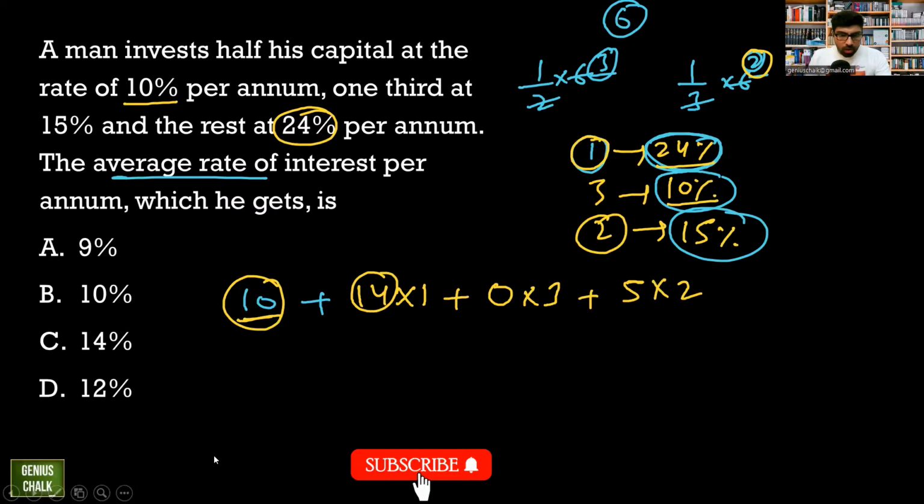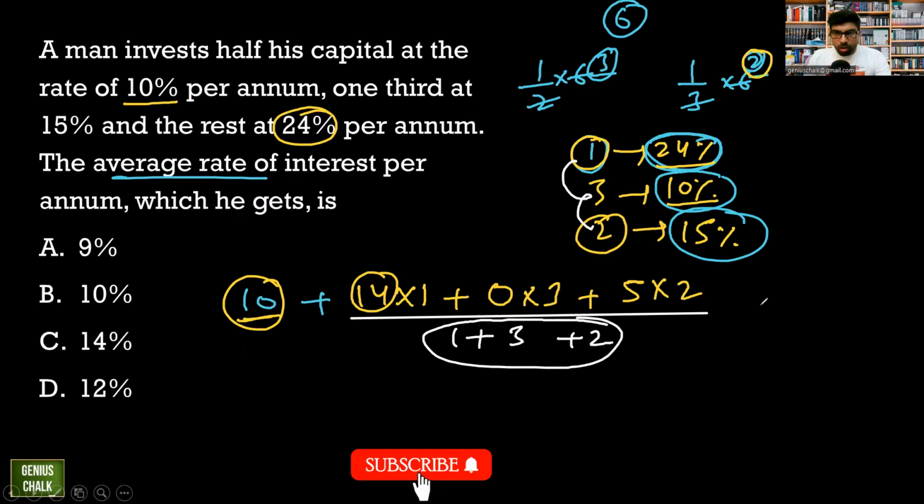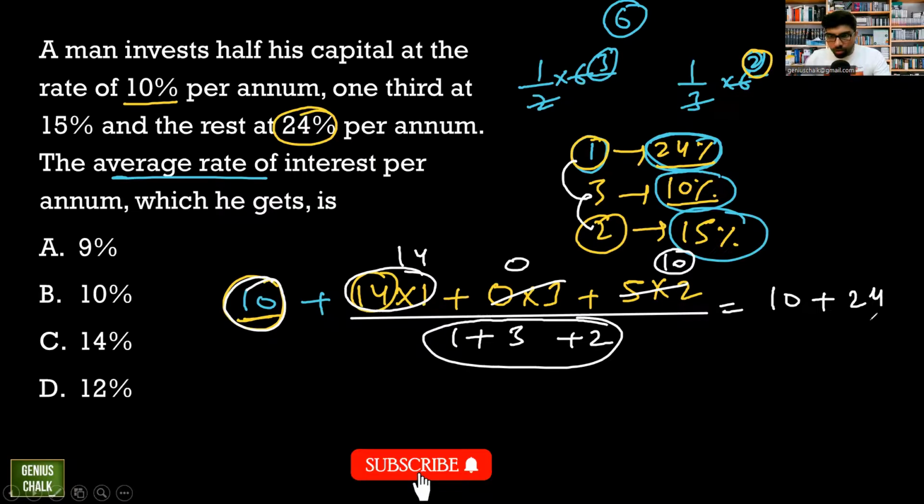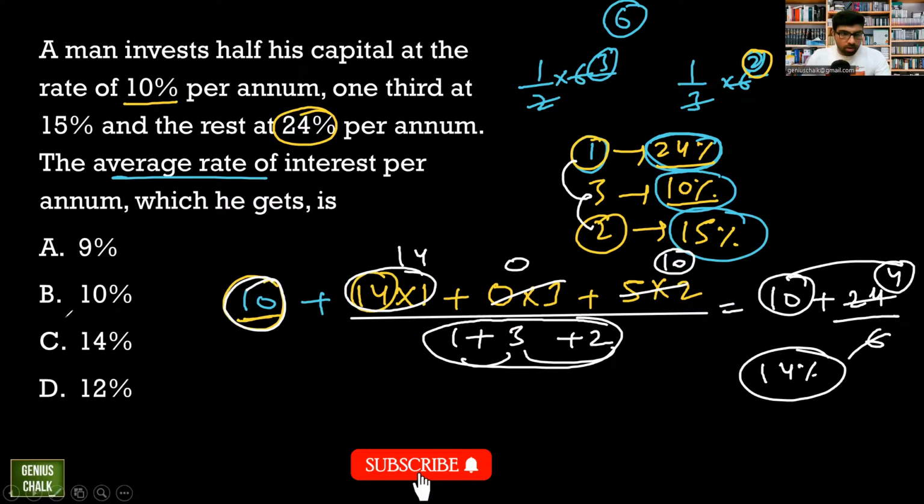So this is the total. Now this is all distributed among the total. So what is the total? 1 plus 3 plus 2. People means number of units. So how much are we getting now? 14 into 1, this is 0, this is 10. So you can write this 10 is already there, which we have taken as the combined average, plus 14 plus 10. It is 24, and 24 is divided among 6. 6 4s are 24. You can see your answer is becoming very, very easy. 10 plus 4 is 14%. So that is option C.